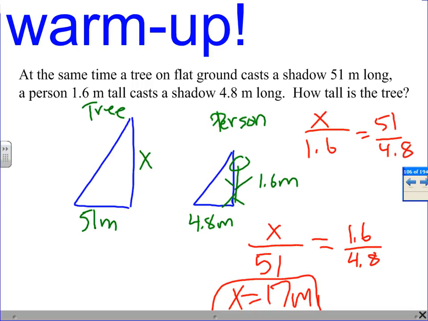Well, in your head, you used a proportion, whether you realize it or not. That's fine. The result of 1.6 times 51. You're doing the same thing as a proportion. You're just doing it in your head. That's fine. Okay, any questions on the warm-up?